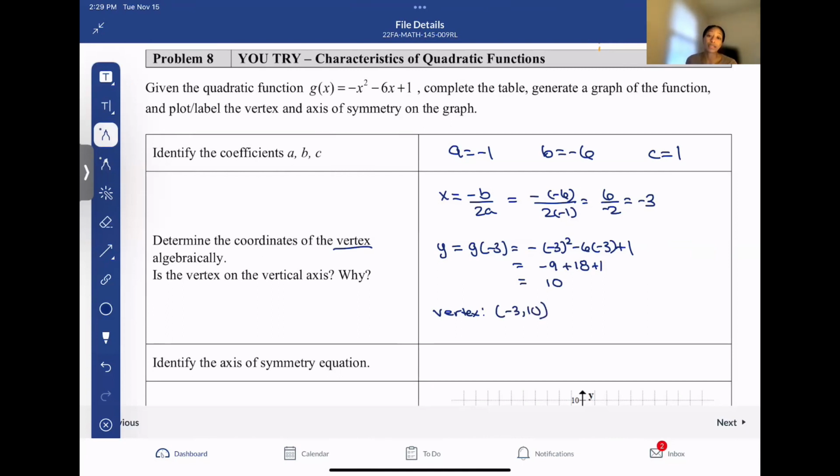And is the vertex on the vertical axis, which is the y-axis? No, because b is not equal to 0. If b was equal to 0, the vertex would be on the y-axis, but it's not. Also, we can just look at that point. I keep saying the x-axis, I mean the vertical axis, which is the y-axis. But if we look at the point negative 3, 10, that's clearly not on the y-axis. So you can use either of those explanations: look at the point, it's not on the y-axis, or b is not equal to 0.